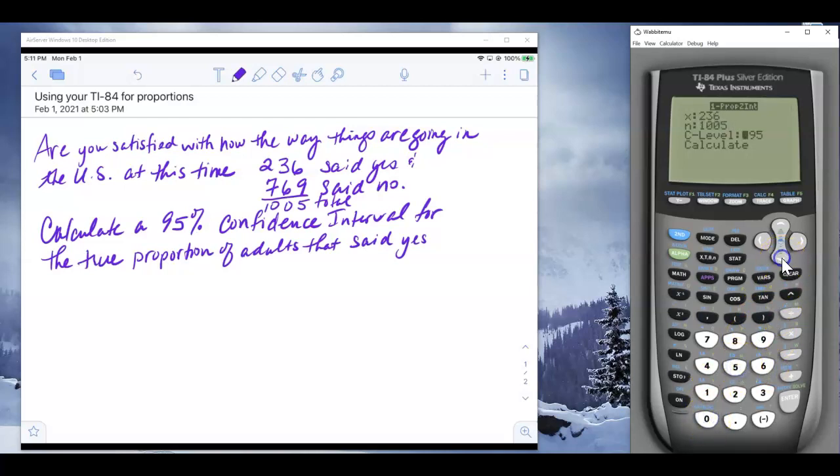And then down here, the confidence level has to be a decimal. So we want a 95%, it's already set there. And I just press calculate. And it will give me pretty much everything I need to write up for the mathy part of the problem.